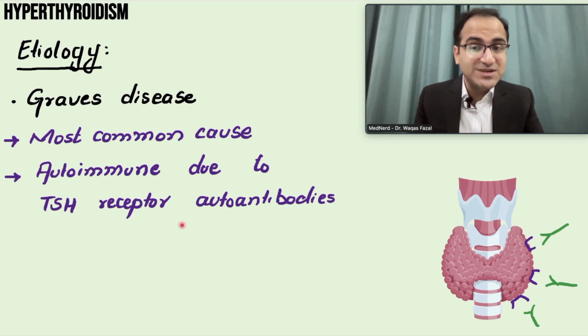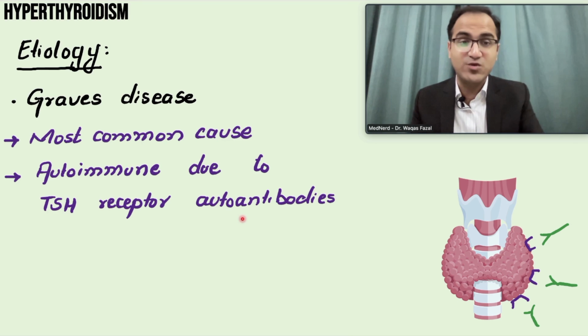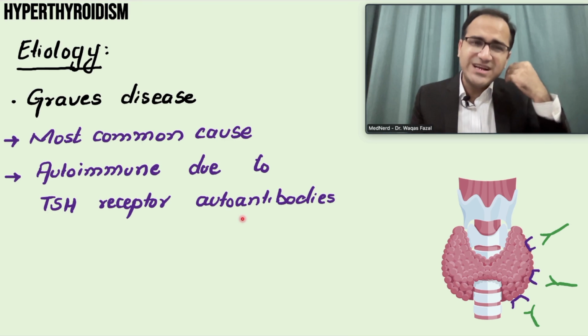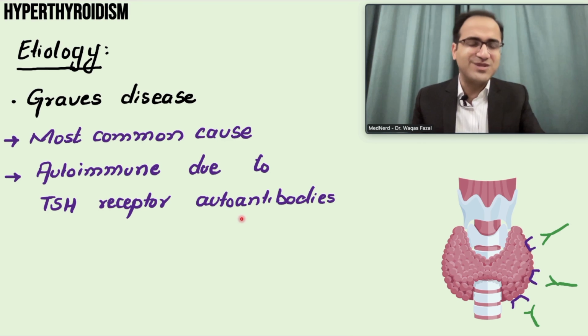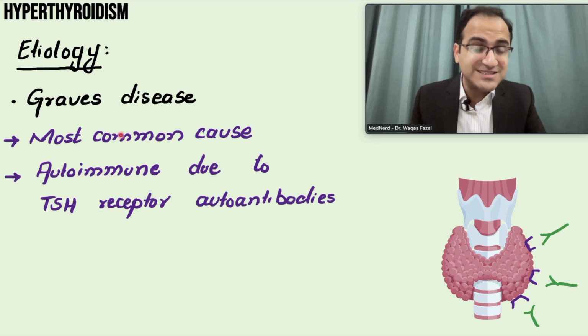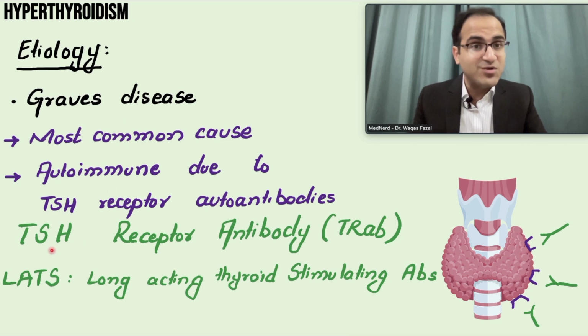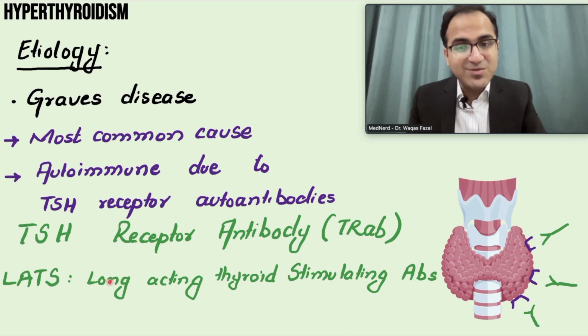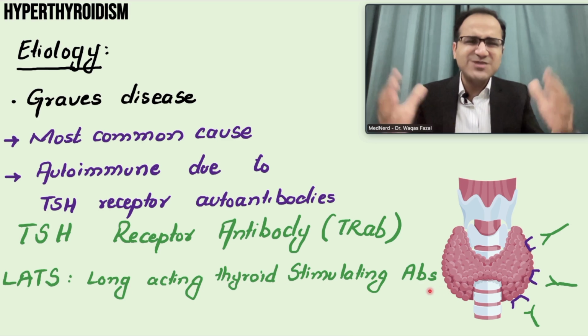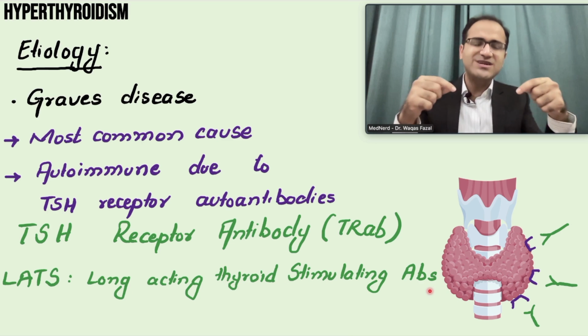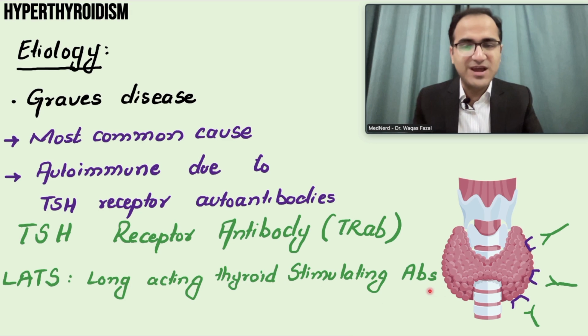So these are actually TSH receptor autoantibodies, and they stimulate the thyroid gland to an extent that they cause excess production of thyroid hormones from the thyroid gland. That results in Graves' disease. These antibodies include TSH receptor antibody, TRAb. You will also hear about an antibody called LATS, long acting thyroid stimulator. So these are basically antibodies, and they stimulate the thyroid gland to produce excess amounts of thyroid hormones in the body.